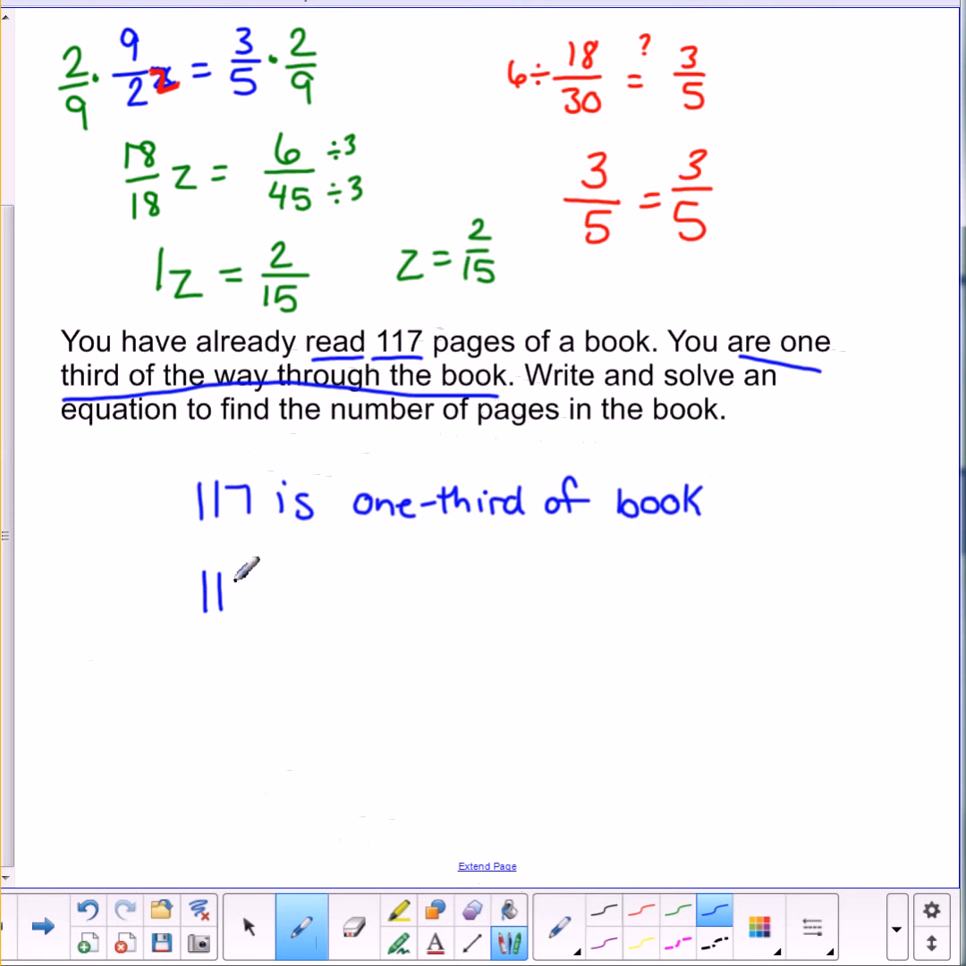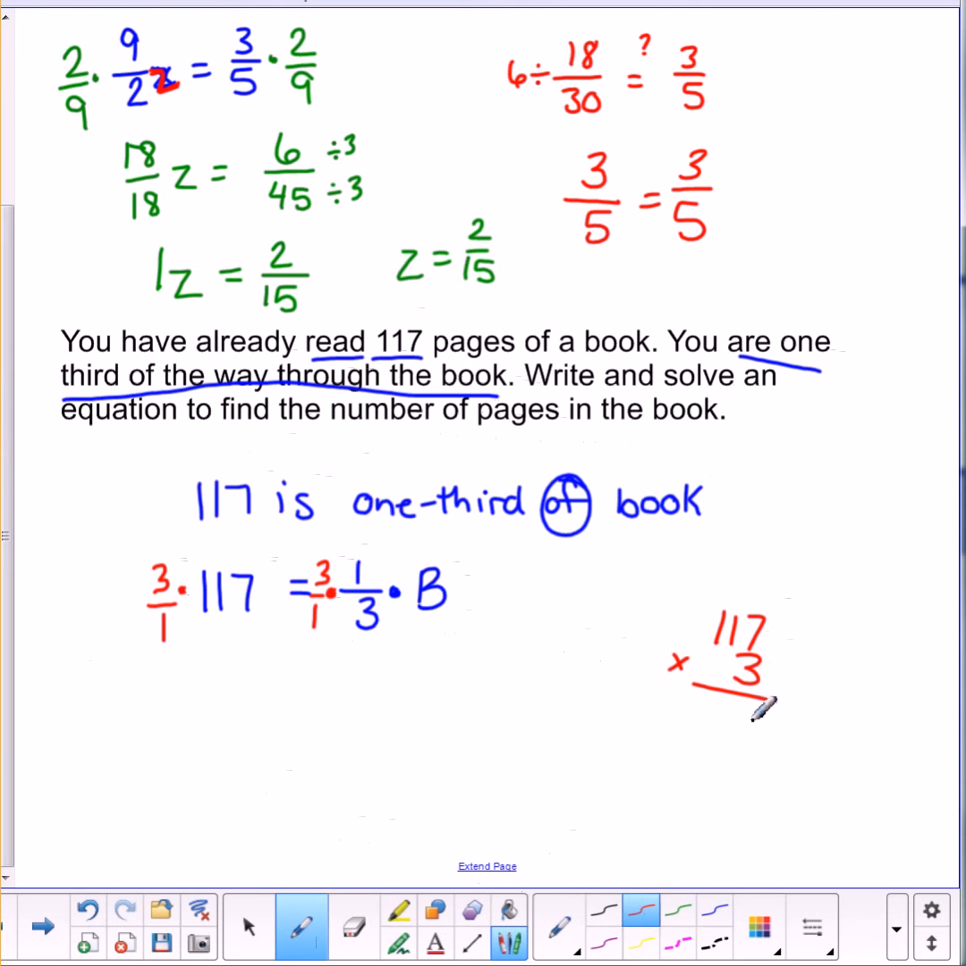As we can say, 117 equals 1/3 of, and math usually means times, and 1/3 of, let's use the letter B to stand for the book. So if 117 is 1/3 of the book, how big is the book? Again, to get rid of a fraction, you're going to multiply by the reciprocal, so times 3 over 1. And I don't know about you, 117 times 3.